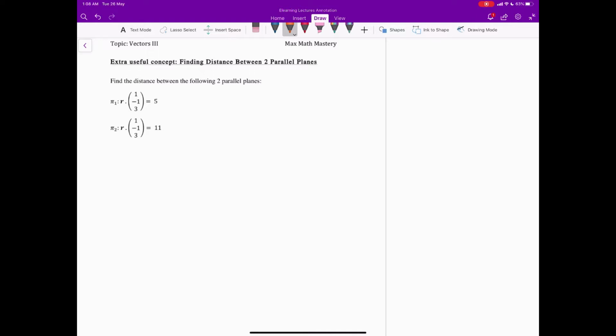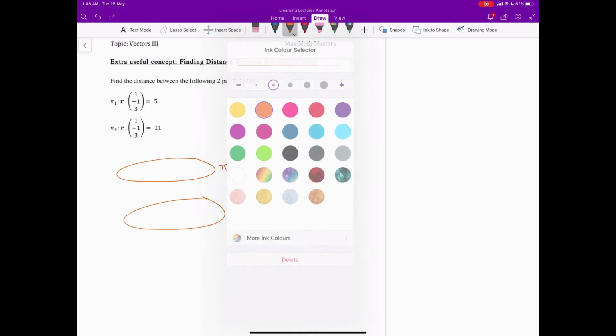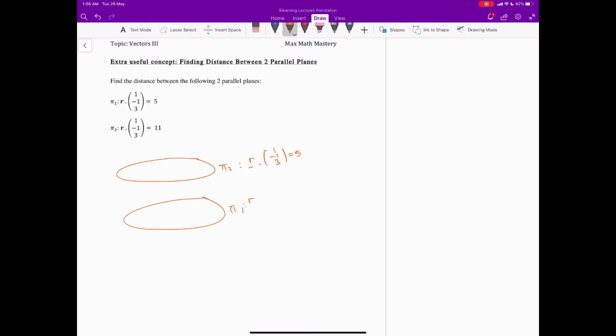Okay, now let's quickly just draw out. Let's say this is my plane 2, and let's say this is my plane 1. Plane 2 equation is r dot (1, -1, 3) equal to 5, and plane 1 equation over here will be r dot (1, -1, 3) equal to 11. Take note, to find the distance between planes, we have to make sure that the planes are parallel. If not, it doesn't make sense to find that distance. Only if they are parallel, then there will be a constant distance between these two parallel planes.